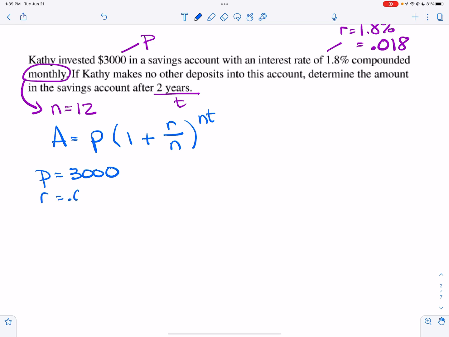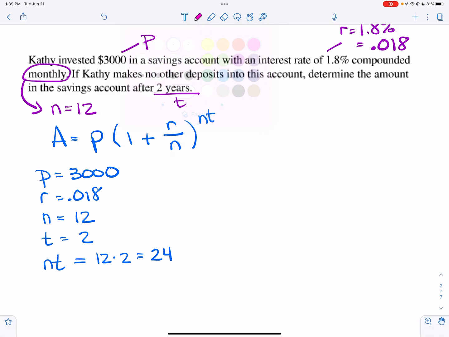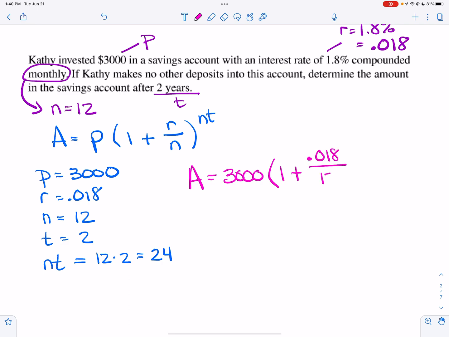R is 0.018. N is 12. T is 2, and then I go ahead and calculate the n times t exponent, which gives me 24. That kind of saves me a step of entering in the calculator. So now I'm going to write A, which stands for the accumulated amount, is 3,000 times 1 plus 0.018 divided by 12 raised to the 24 power.